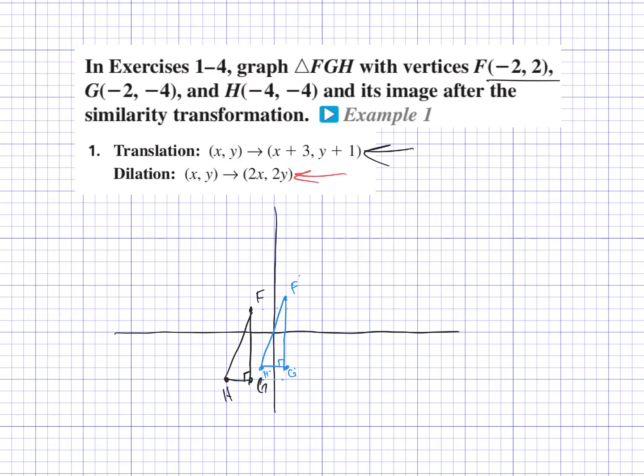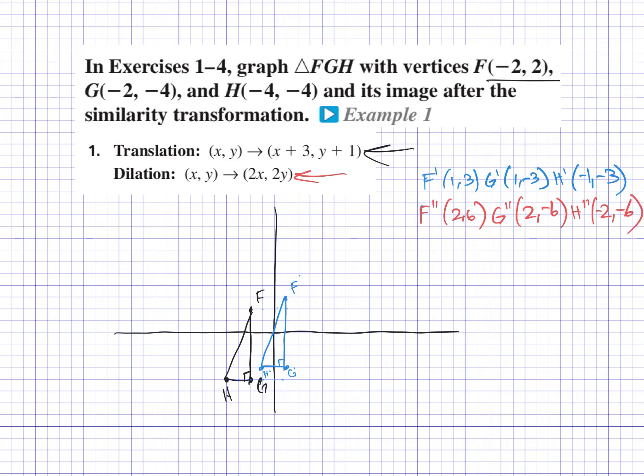We'll do this in red. We're going to take those values and multiply them by 2. So what are those values first? Let's see here. So F prime is at 1, 3. G prime is at 1, negative 3. And H prime is at negative 1, negative 3. Now we'll multiply those by 2. And we're going to get F double prime at 2, 6. G double prime is at 2, negative 6. And H double prime is at negative 2, negative 6. We just multiplied everything by 2.